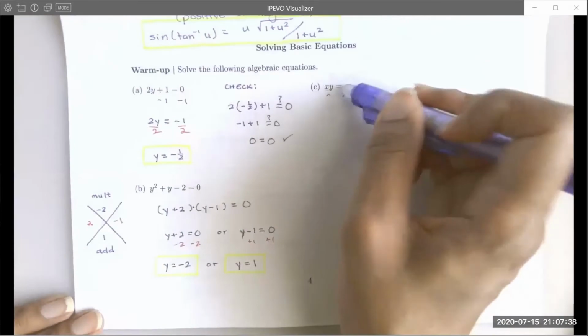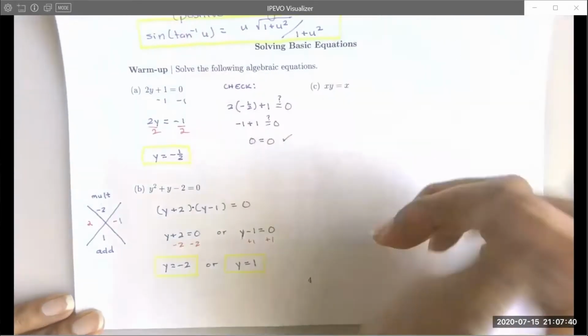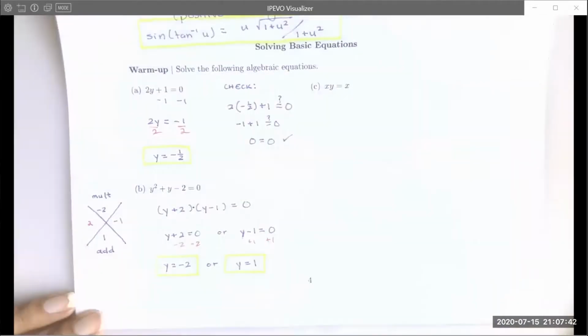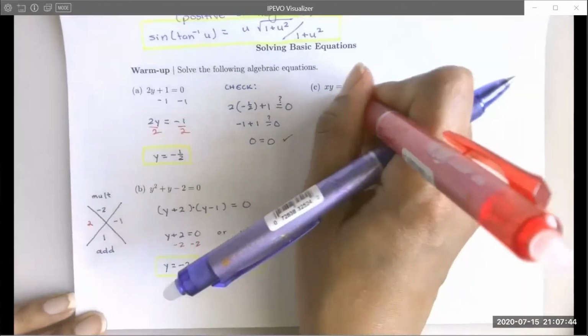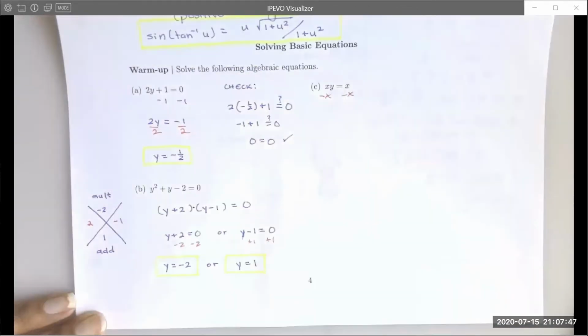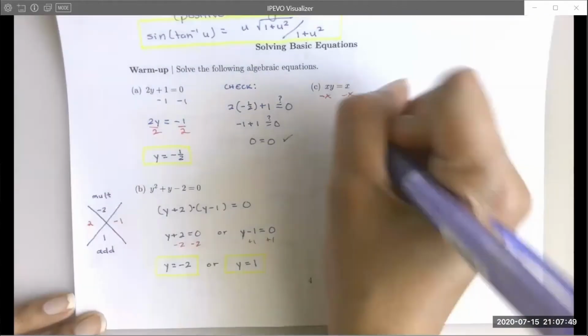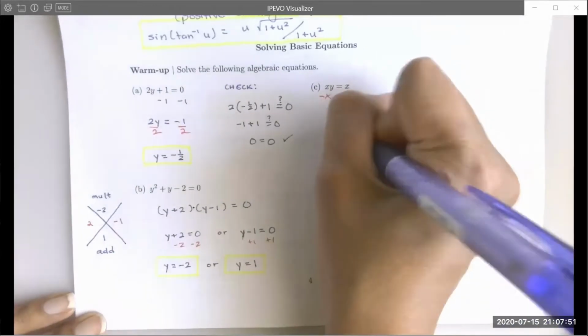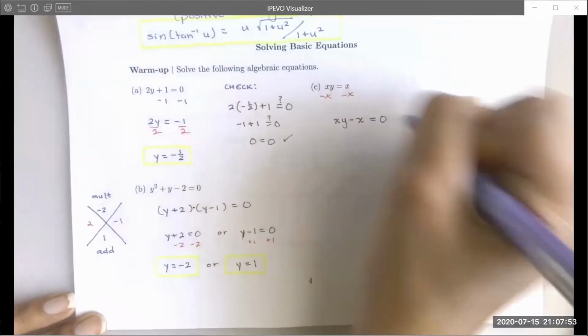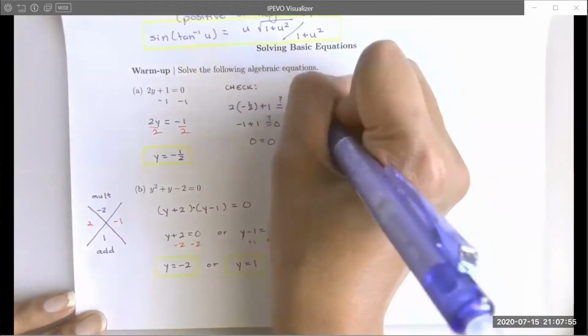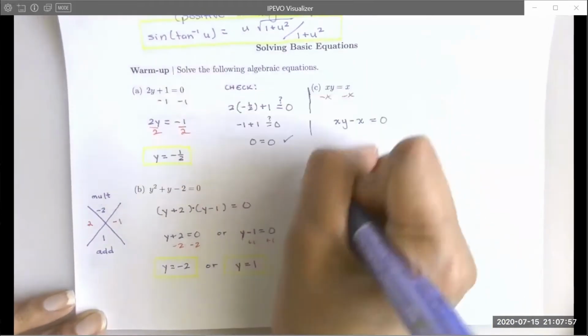Okay? Instead, we have to think of something else. So instead, what I'm going to do is subtract an x from both sides of the equation here to have all terms on the left-hand side. And that would give me xy minus x is equal to 0. And I'll go ahead and draw a separating line here.